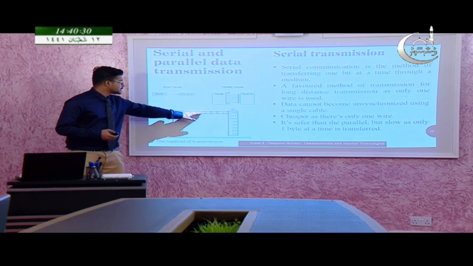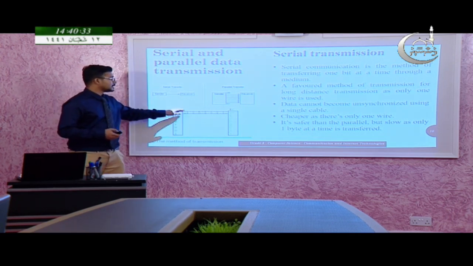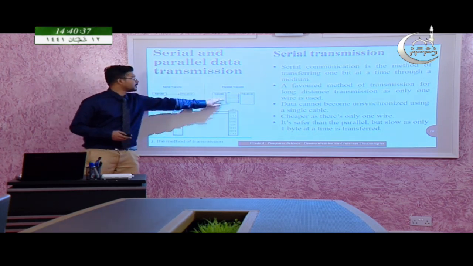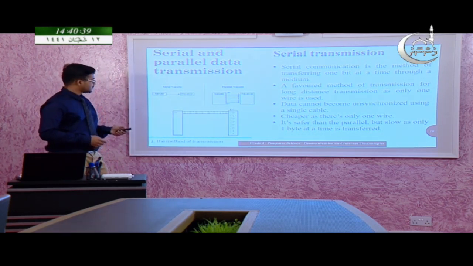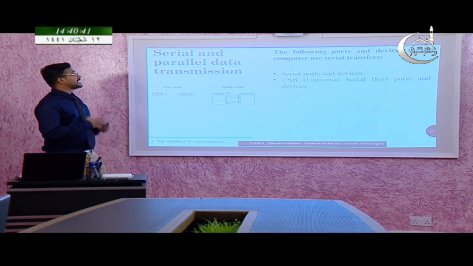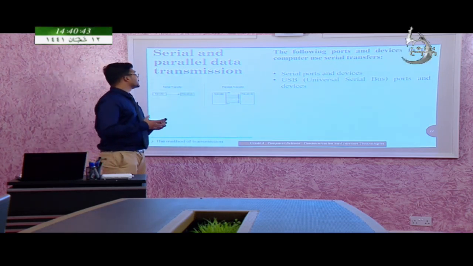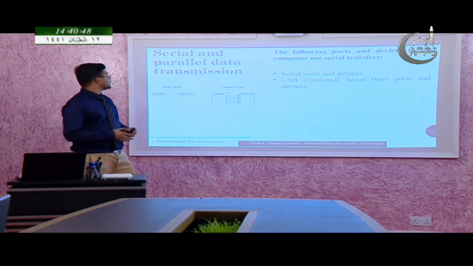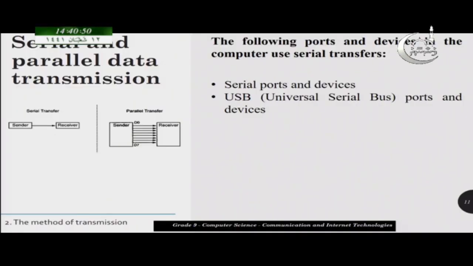Also, obviously it's slower, and another thing is that only one cable is used, so it is quite cheaper as compared to the parallel data transmission. Some of the places where we can use serial are USB, Universal Serial Bus. So we will be using serial transmission for USB.